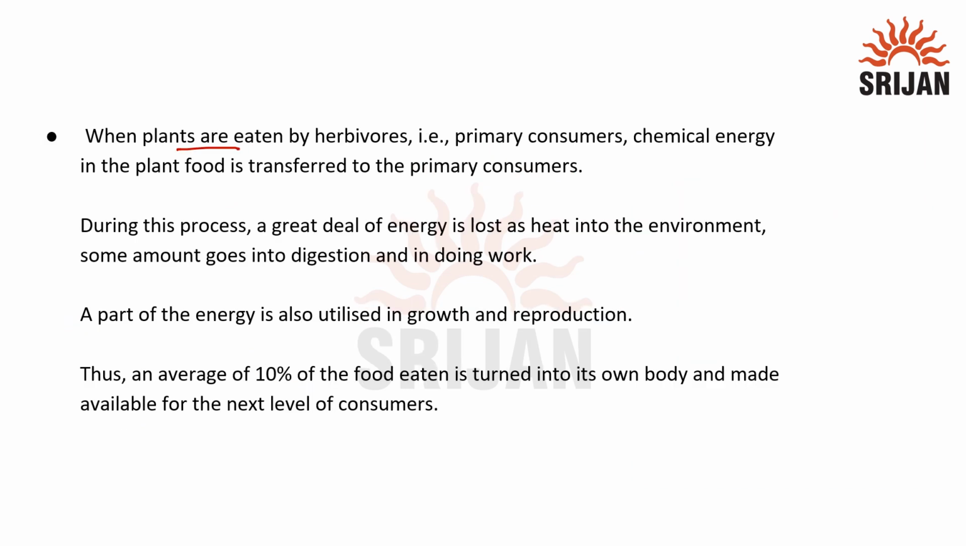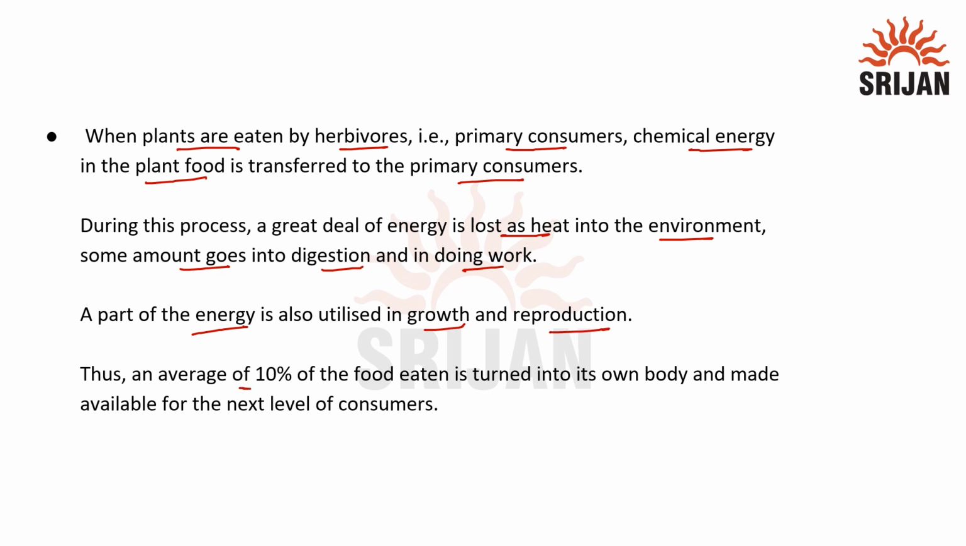Now, when these plants are eaten by herbivores, that is the primary consumer, this chemical energy from the plant is being transferred to the primary consumer. And this energy transfer is not 100% efficient, so 90% of the energy would be lost as heat to the environment, or it might be utilized in other processes like digestion or for the growth of the plant, and only 10% of the energy would be transferred to the next trophic level, that is towards the primary consumers or the herbivores. A part of energy is utilized for growth and reproduction as well.